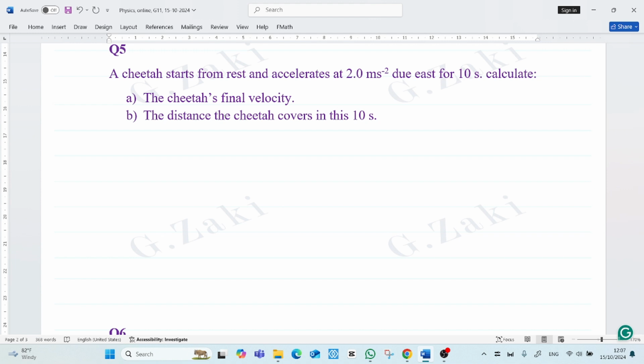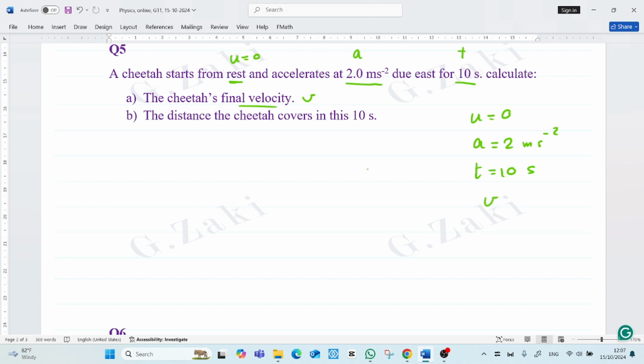Next question. A cheetah starts from rest, then the initial velocity is 0 and accelerates at, from the unit, this is the acceleration, for 10 seconds, this is the time. Calculate the final velocity. Then the givens are u equals 0, acceleration is 2 meter per second squared, the time is 10 seconds, and in part A, we need V.